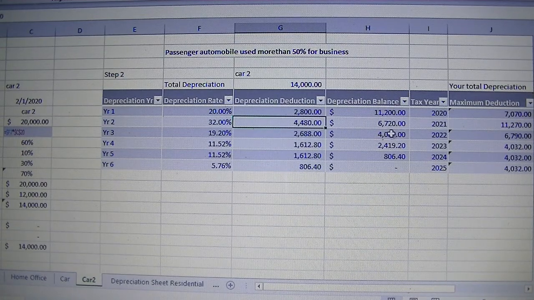And the depreciation balance is pretty much taken for the first year, 14,000 minus the depreciation taken that year. And for the second year, it's going to take the depreciation balance in year 1 minus the depreciation taken in year 2 and calculate it. And by year 6, it should be 0. The tax year, you have to enter that as well.